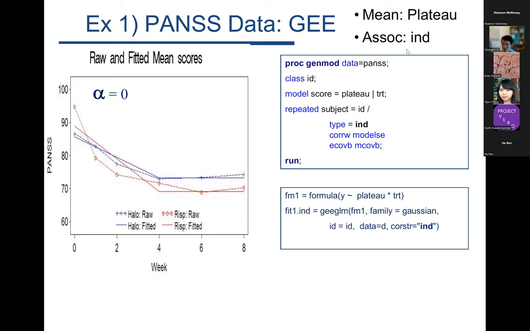I see one question here. There's a question saying, when the correlation estimated in the data differs from the expected or theoretical correlation, is it preferable to use the observed correlation instead of a theoretical one? Would there be a risk of overfitting? The answer is yes, there will be a risk of overfitting. Using the observed correlation is probably closest to choosing an unstructured correlation.